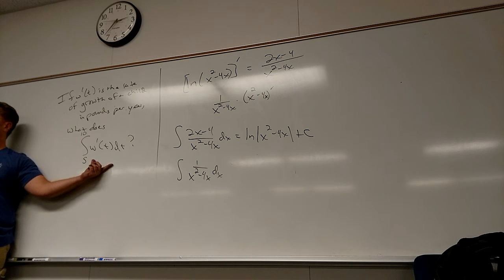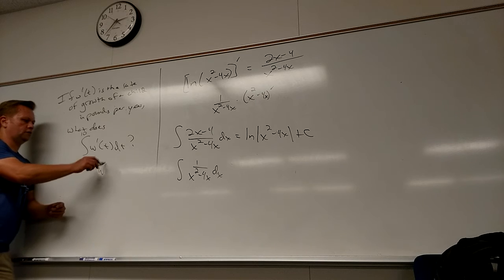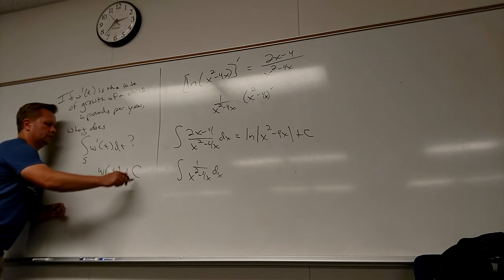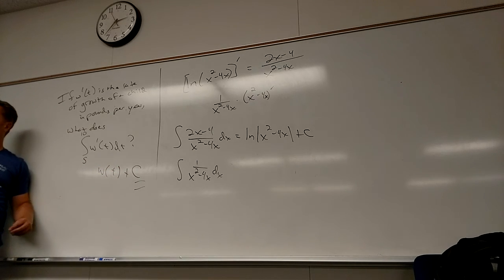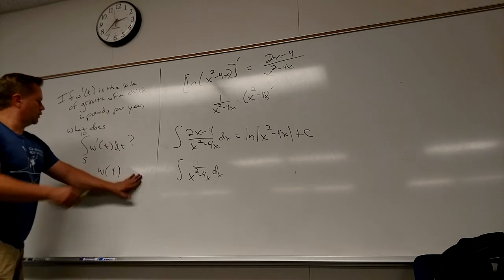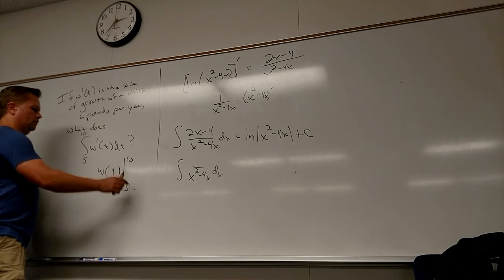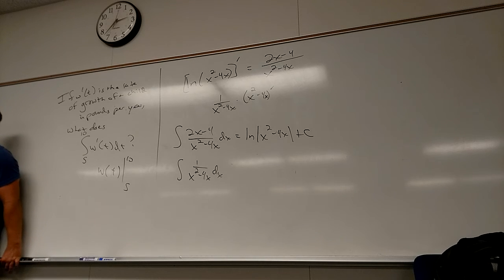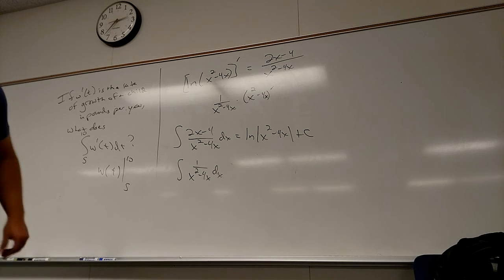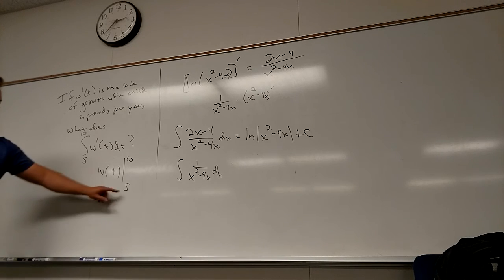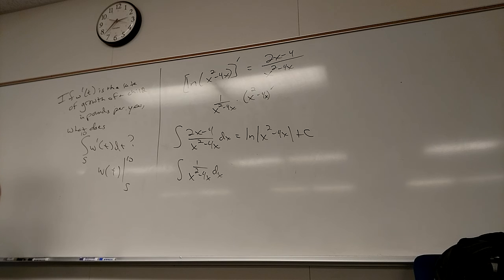Now, can you tell me how heavy the child is? No, because this would be W of t plus some c that I don't have enough information to figure out. Now, it is from 5 to 10, but it still is just going to be a change in weight, not their actual weight. So it's how much their weight increased from age 5 to age 10.